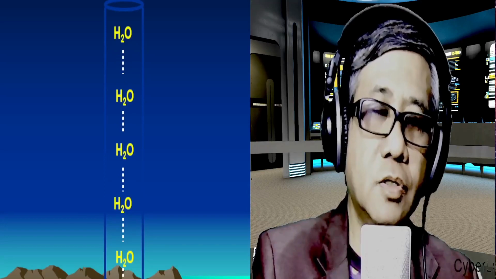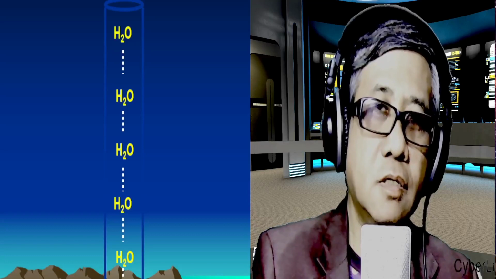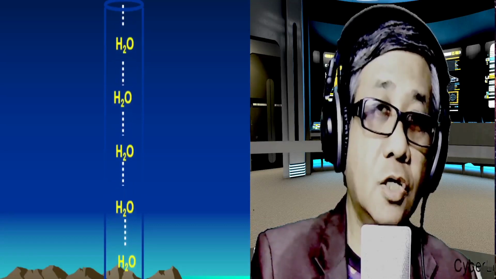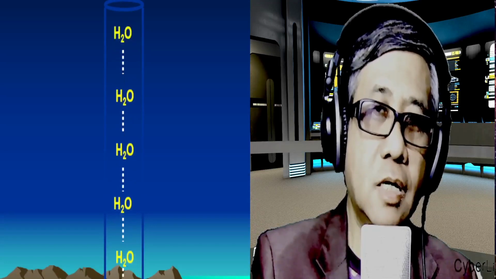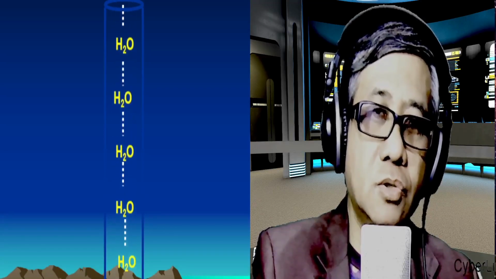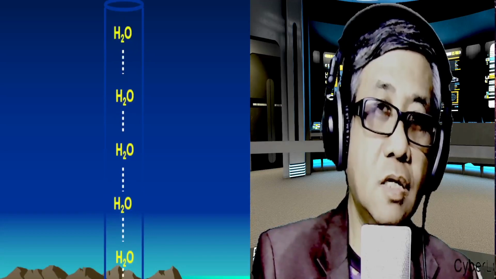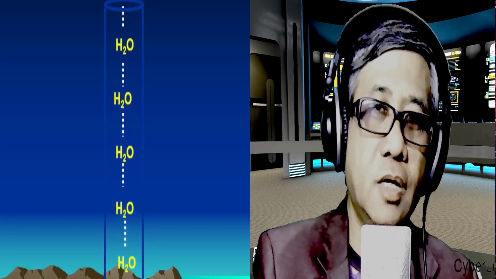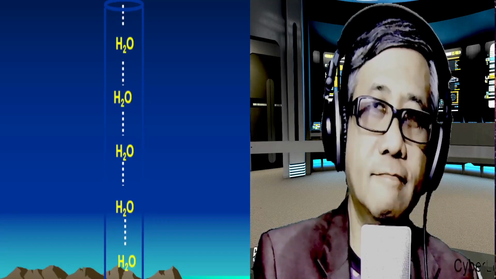So in the leaf, there is evaporation. As the water is converted into gas in the leaf, the adjacent water molecules are pulled upwards. So the entire water column also moves upwards up to the roots. See? There is a decrease in pressure inside the xylem, and that causes the entire water column to be pulled upwards. So that is the so-called cohesion tension theory.